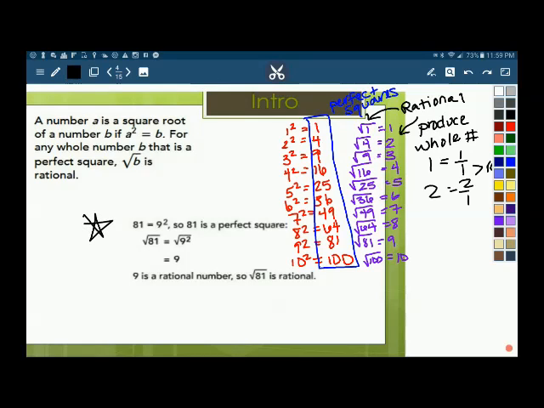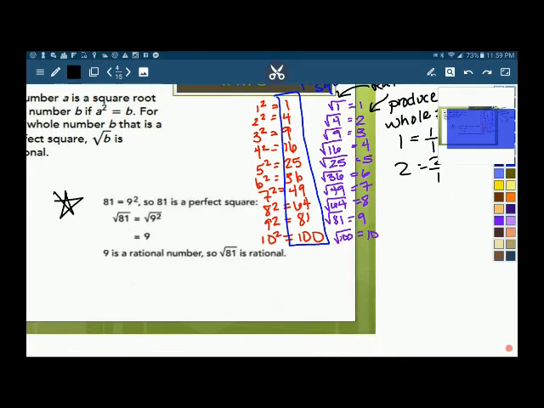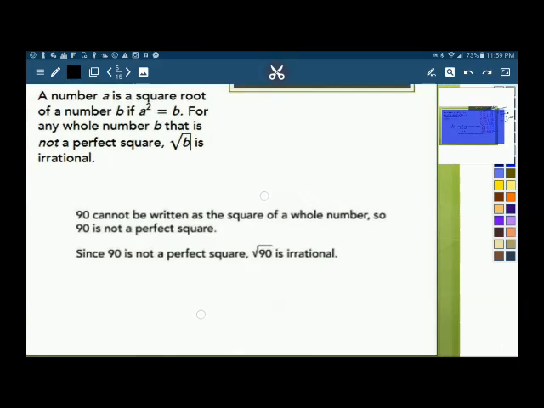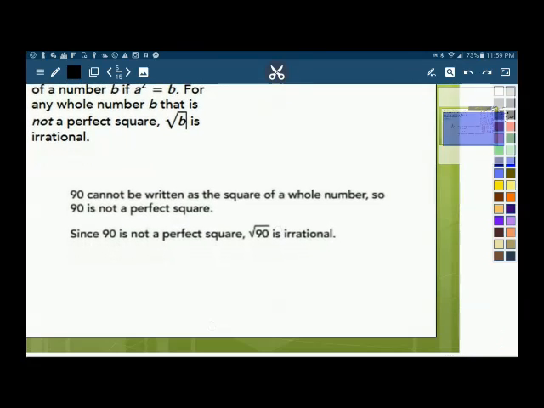81 is equal to 9 squared, so 81 is a perfect square. That would mean that 9 is a rational number, and so is the square root of 81. So to further this point, a number a is a square root of a number b if a squared equals b. For any whole number b that is not a perfect square, the square root of b is irrational.